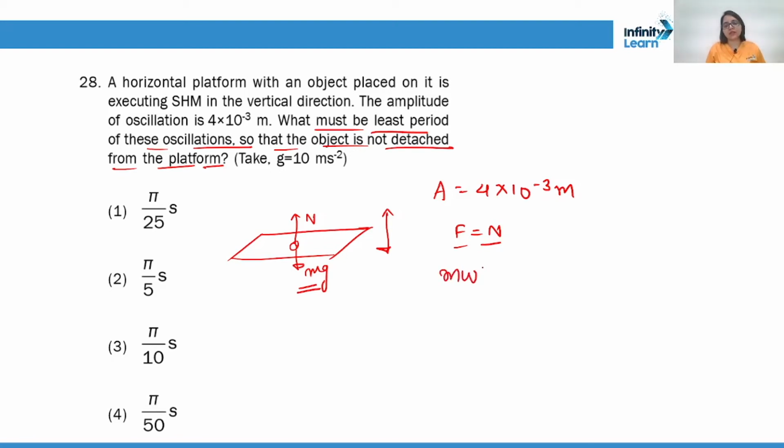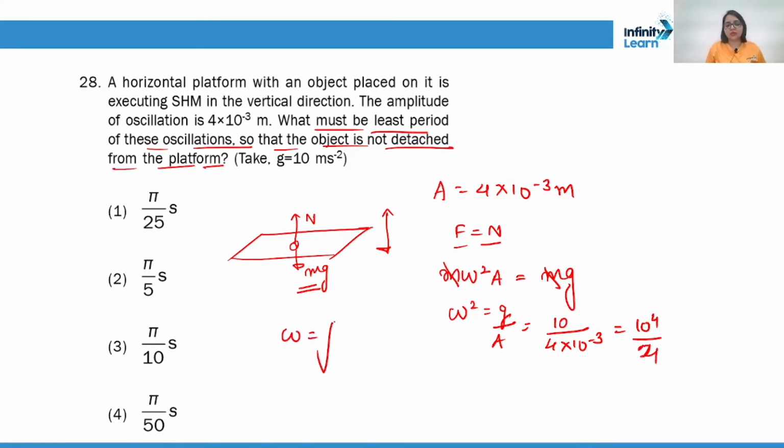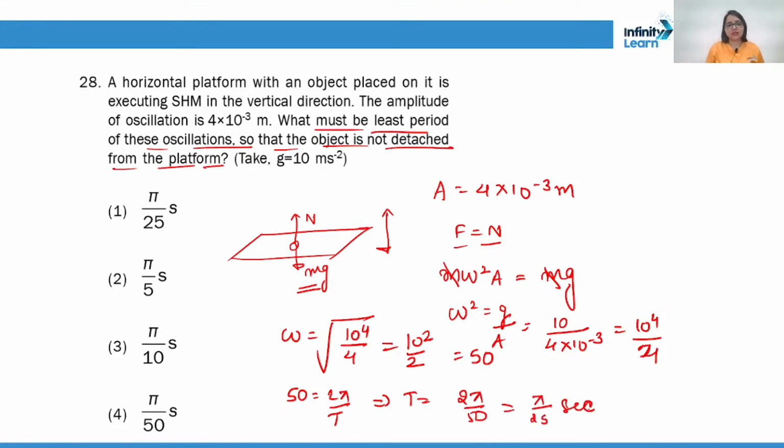Force is m omega square a, and this should be equal to mg, right? So from this one you can write omega square is equal to g upon a, which is 10 upon 4 into 10 power minus 3, which is 10 power 4 divided by 4. So omega will be under root of 10 power 4 divided by 4, which is 10 power 2 divided by 2, and that is equal to 50, right? So this is omega, but we need to find the time period. So omega is 50, which is 2 pi by T. So time period will be 2 pi by 50, and that is pi upon 25 seconds, which is option 1.